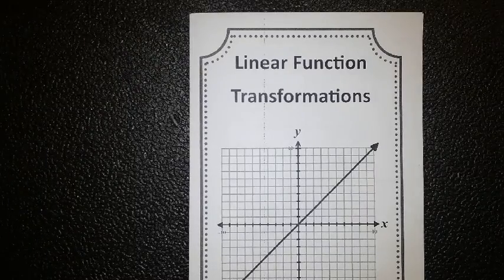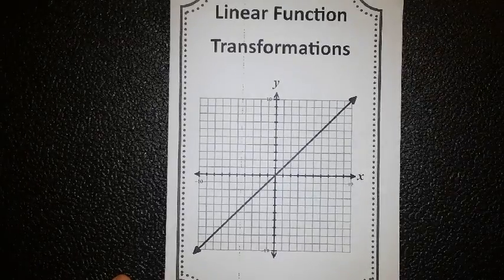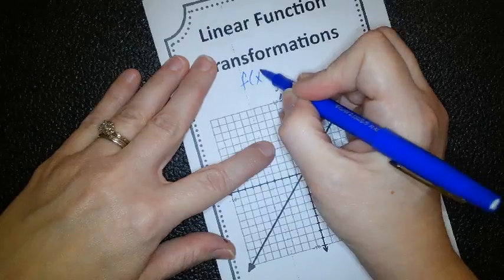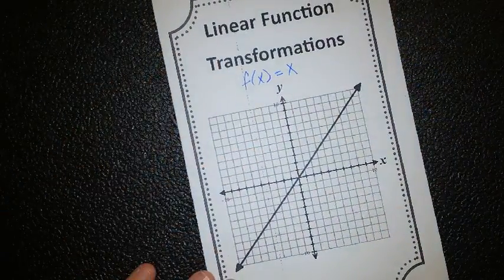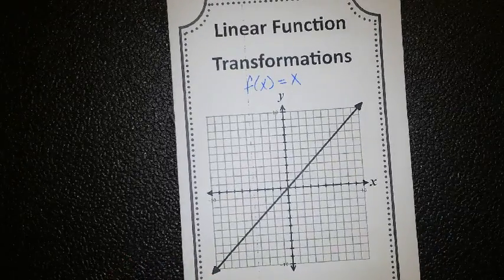Okay guys, so today we are talking about linear transformations, so transformations of the linear parent function. Here's a picture of it right here. This is the linear parent function. And we need to remember that the equation for the parent function is f of x equals x. Remember, another word for f of x is y. So y is equal to x.